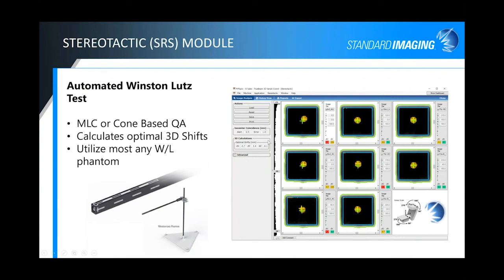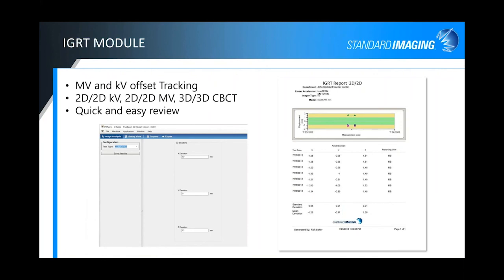One nice thing about the stereotactic module is it's also available as a standalone module. So if you have a dedicated stereotactic program and you're looking for something to do an automated Winston Lutz test, this is available as a standalone as well. And then for the IGRT module, basically this gives you your MV and your KV offset tracking.